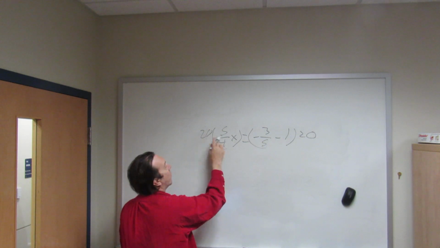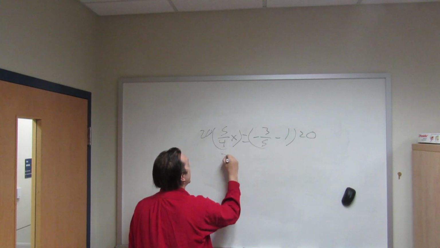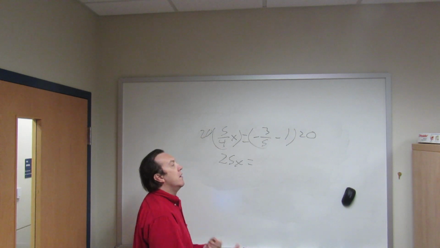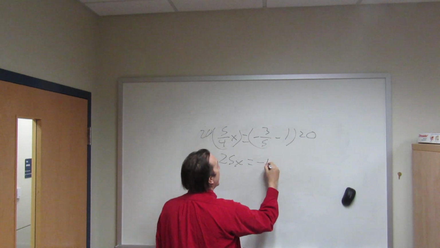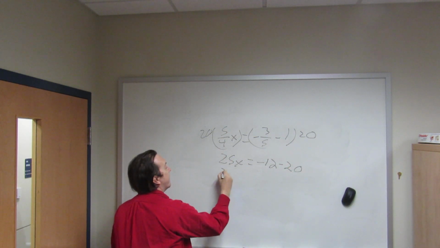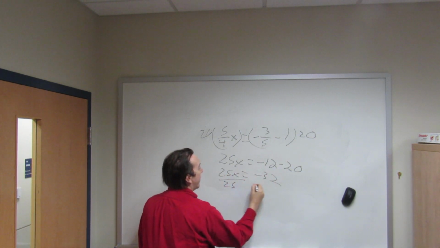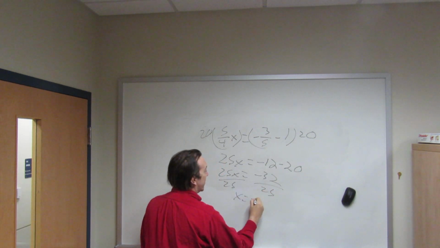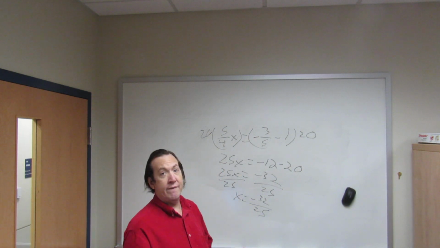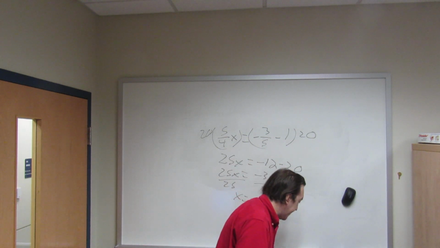When we do that, 20 divided by 4 is 5, times 5 is 25x, equals 20 divided by 5 is 4, times negative 3 is negative 12 minus 20. Now we have 25x equals negative 32. Divide both sides by 25. X equals negative 32 over 25. You don't have to change this to a mixed numeral. You can just leave it as an improper fraction.